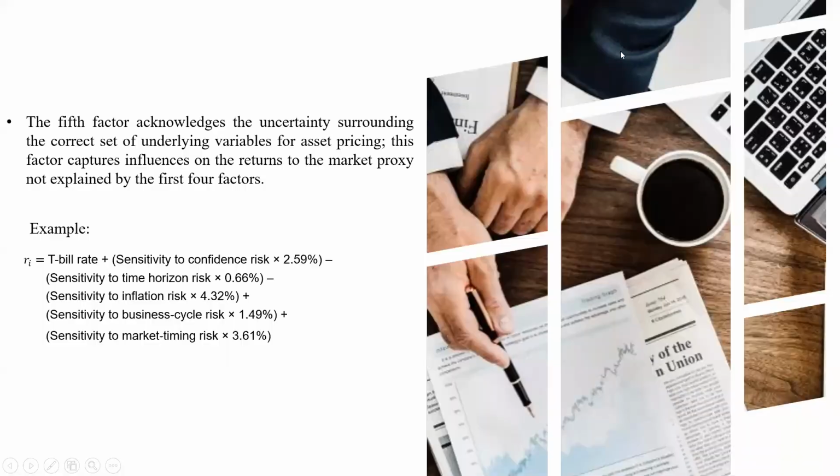The fifth factor acknowledges the uncertainty surrounding the correct set of underlying variables for asset pricing. This factor captures influence on the returns to the market proxy not explained by the first 4 factors. For example, using such a model, the required return for a security could have the following form.